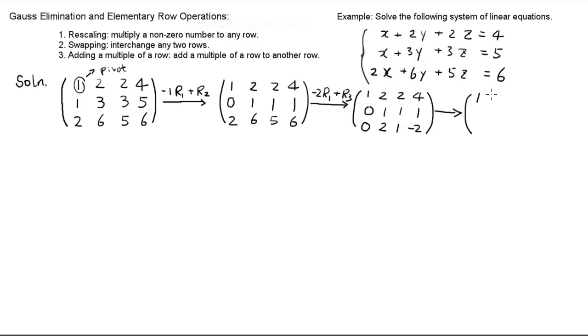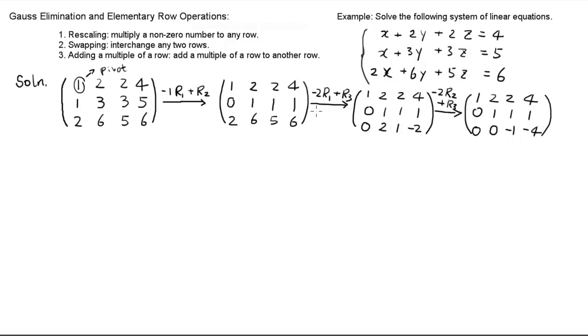So we have 1 and 2 and 2 and 4. And then we have 0 and 1 and 1 and 1. And then we have 0 over here. Now, negative 2 times 1 plus 2, this is 0. So we are doing negative 2 multiplied by the second row and added to the last one. Okay, so this is what we are doing. And this is negative 2 times 1 is negative 2 plus 1 is negative 1. Negative 2 times 1 plus negative 2, this is negative 4.